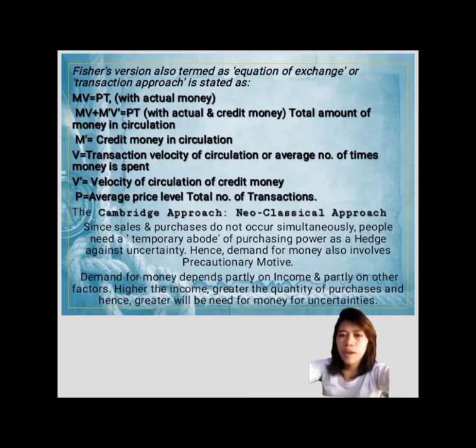The Cambridge or neoclassical approach: since sales and purchases do not occur simultaneously, people need a temporary abode of purchasing power as a hedge against uncertainty. Hence, demand for money also involves a precautionary motive. Demand for money depends partly on income and partly on other factors. The higher the income, the greater the quantity of purchases, and hence the greater the need for money for uncertainties.